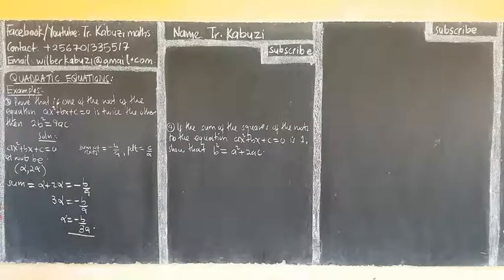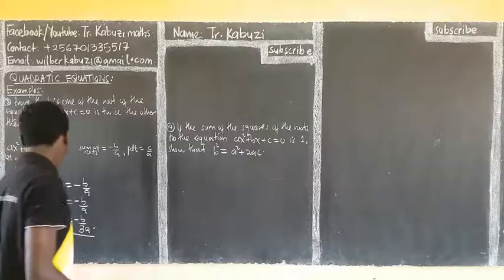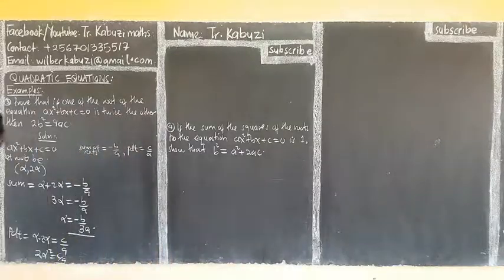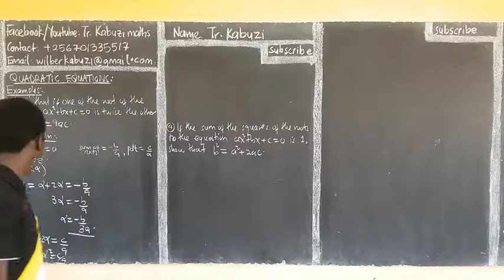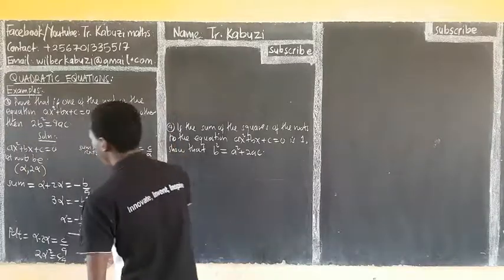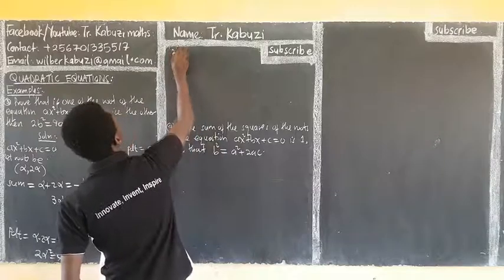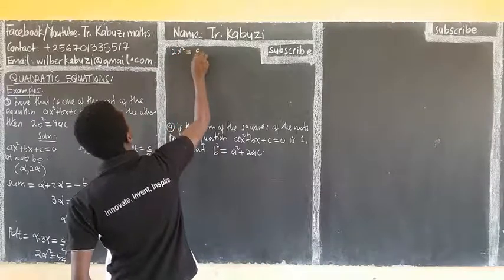Then we come to the product. The product is going to be alpha times 2 alpha, we multiply these two. But we say the product is given by c over a. So from here, I have 2 alpha squared equaling c over a. I know what alpha is, by the way. So my 2 alpha squared is c over a.